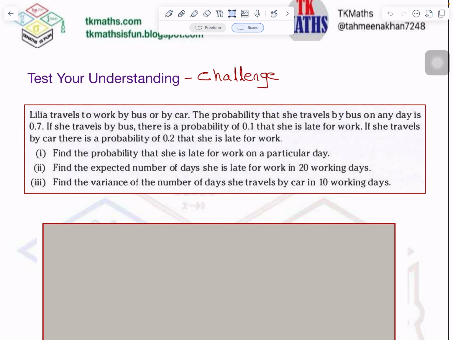So I am not explaining this question. Let's see, you can take this challenge and do it correctly. So put the video on pause and try it yourself, and I will show you the solution.